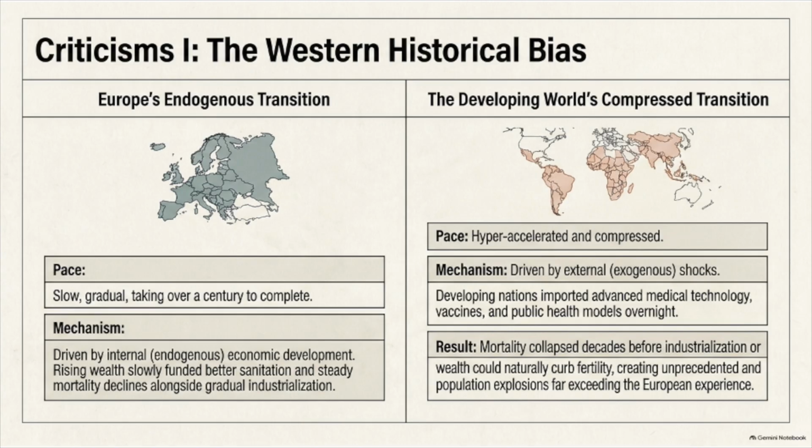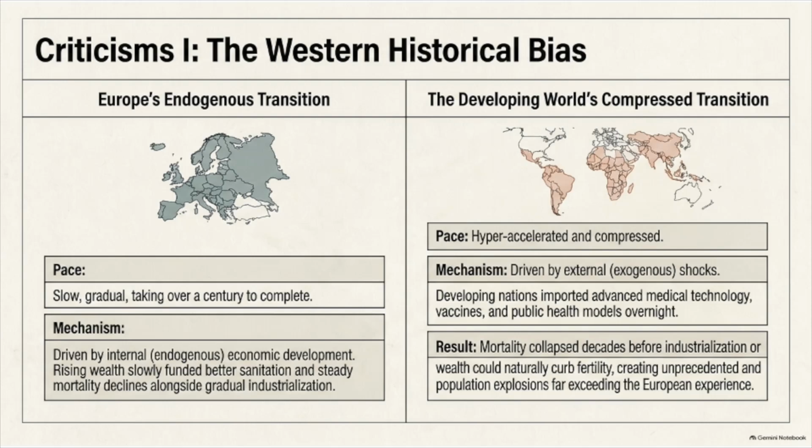The first criticism is a Western historical bias. Europe's endogenous transition had a slow, gradual pace, taking over a century to complete, driven by internal economic development, where rising wealth slowly funded better sanitation and steady mortality declines alongside gradual industrialization.